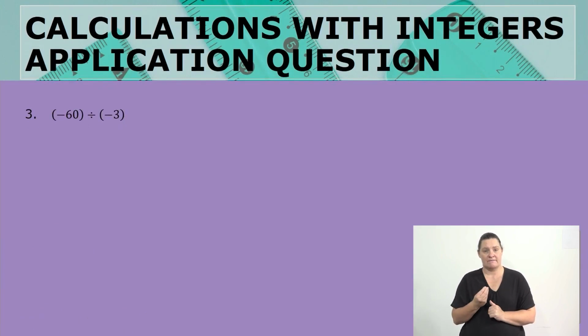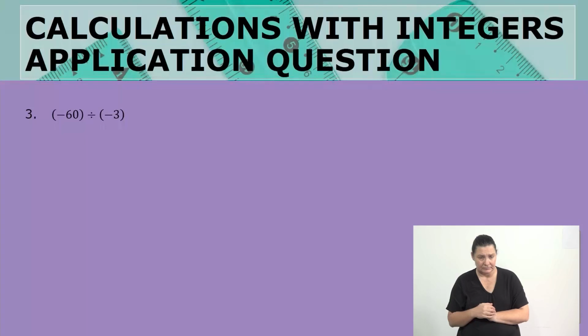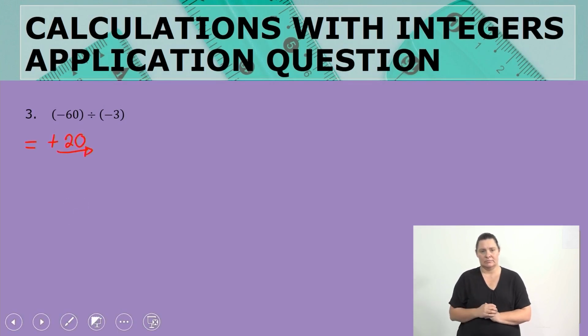We have there as number 3 a negative 60 divided by a negative 3. Do you know how to solve that? Let us first look at the numbers that we are dividing. We are dividing a negative number with a negative number. So what is a negative divided by a negative? Do you remember? Yes, it is a positive answer. And then we are just going to say 60 divided by 3. And our answer there is going to be a 20. I hope you are getting these answers as well.